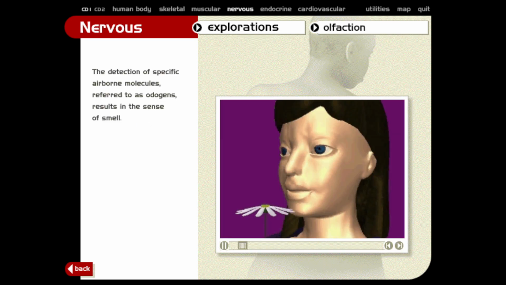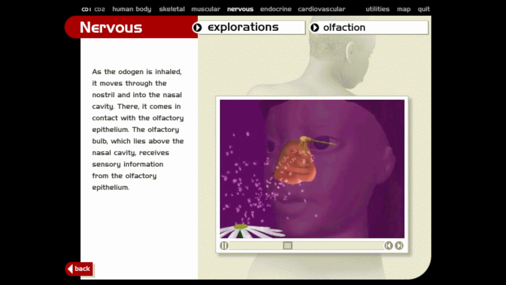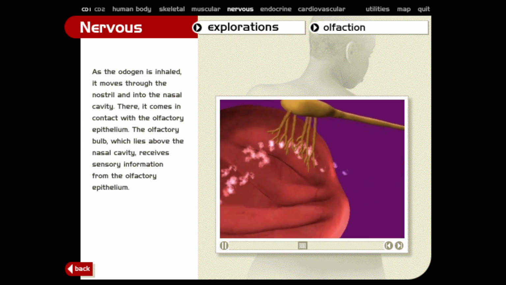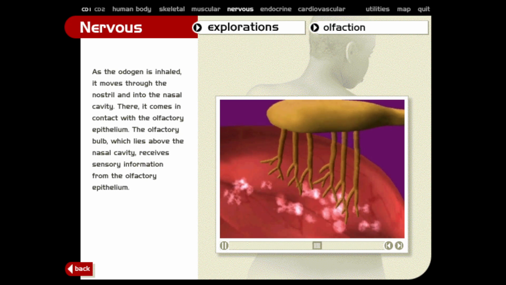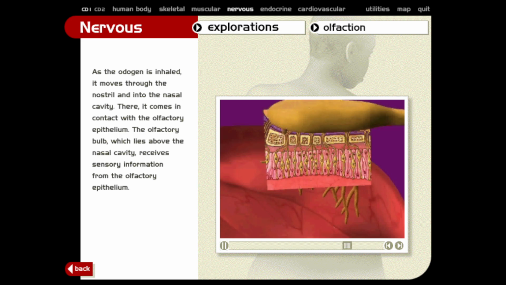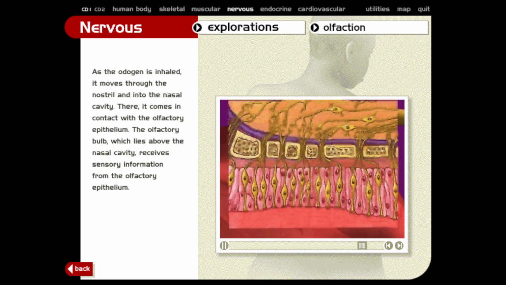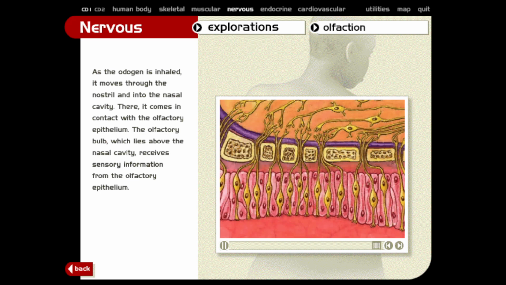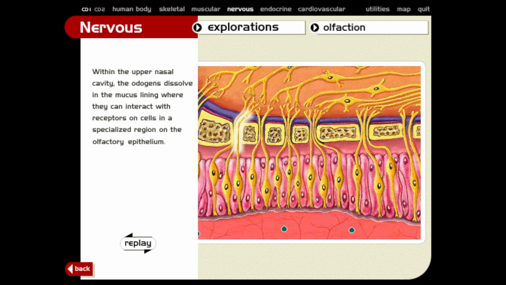The detection of specific airborne molecules, referred to as odorants, results in the sense of smell. As the odorant is inhaled, it moves through the nostril and into the nasal cavity. There it comes in contact with the olfactory epithelium. The olfactory bulb, which lies above the nasal cavity, receives sensory information from the olfactory epithelium. Within the upper nasal cavity, the odorants dissolve in the mucus lining, where they can interact with receptors on cells in a specialized region on the olfactory epithelium.